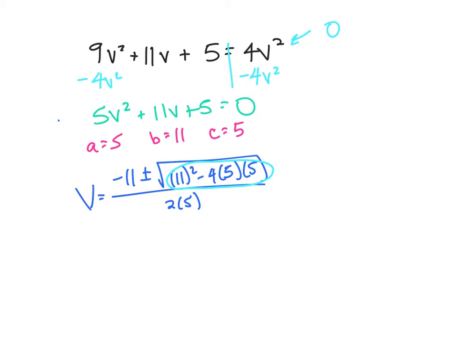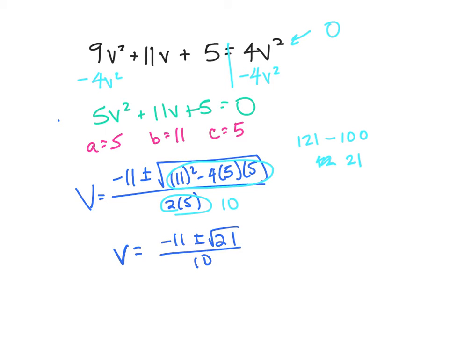So 11 squared is 121 minus 4 times 5 times 5 is 100. So 121 minus 100 is going to turn into 21. And then this bottom part here, 2 times 5 is 10. So we get v is negative 11 plus or minus the square root of 21 all over 10. So notice that was the same as the first slide. Up to there, you're just simplifying everything you can until you get to this square root.